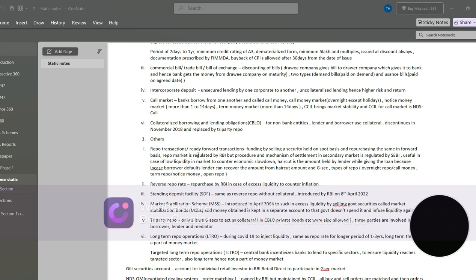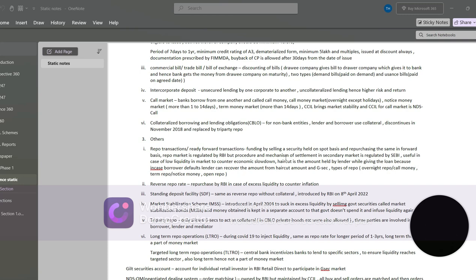Repo market is regulated by RBI, but the procedure and mechanism of settlement, everything is done in secondary market. So that part is regulated by SEBI. It is useful in case of low liquidity in the market to counter economic slowdown. What will happen is that I will give you my securities and you will give me liquidity money. So this is how RBI regulates liquidity in the market.